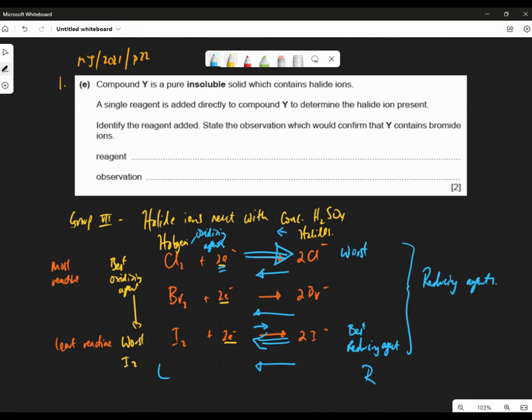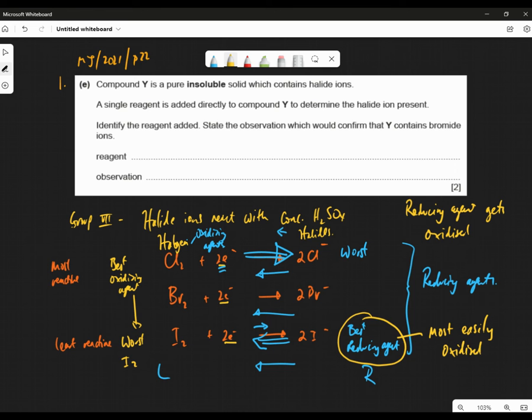Now, what happens to a reducing agent? When it does its job, it gets oxidized. So if this one is the best reducing agent, it must be the most easily oxidized. And this is the worst reducing agent, so this is hard to oxidize. This is how I remember it. My inorganic chemistry is awful, really. But I remember little things like this because they come up so often.